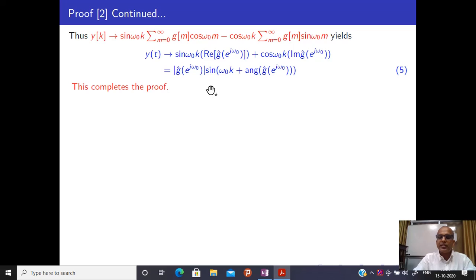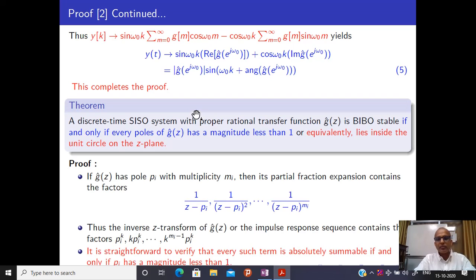So what we have observed, that if you apply sinusoidal signal to a stable bounded input bounded output stable discrete time linear time invariant system, then frequency remains the same, just I have a scaling of the gain and after that some shifting of the angle. So this is the same proof like the continuous case.